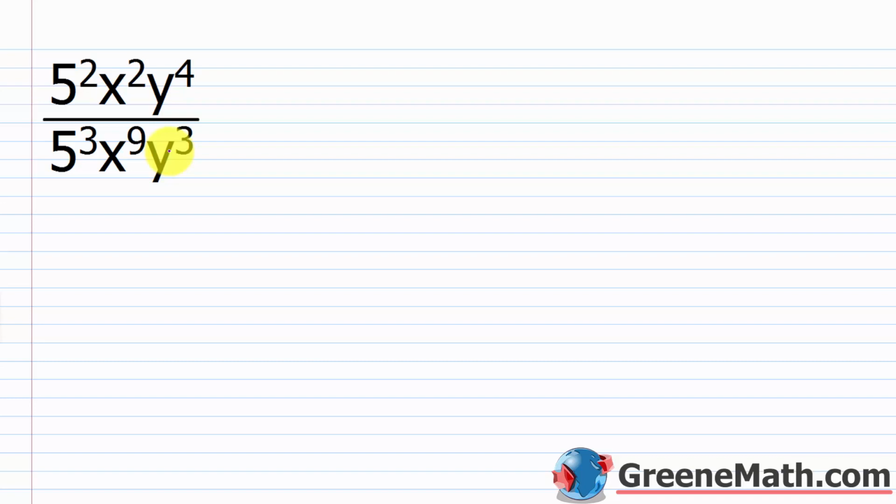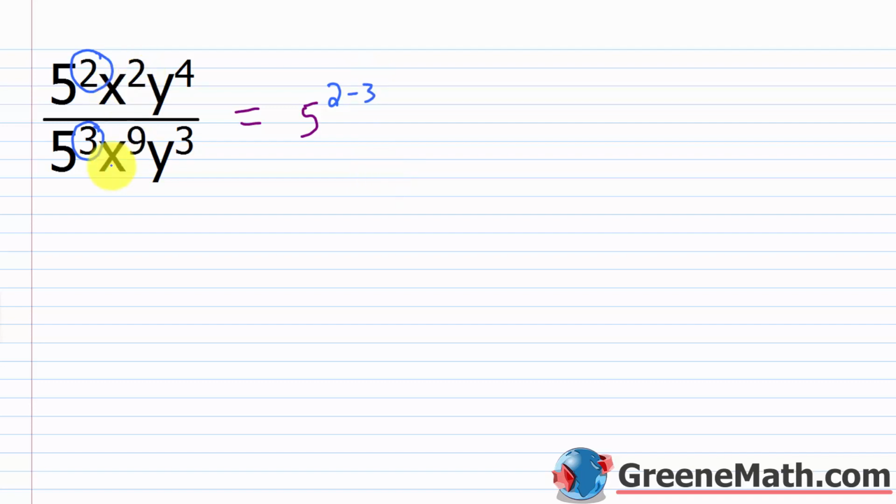If we wanted to simplify this, we would look for like bases. We have 5 squared over 5 cubed. So 5 would stay the same. And then again, I would subtract the exponent in the denominator, so the 3, away from the exponent in the numerator, which is a 2. So I would have 5 raised to the power of 2 minus 3. And we know that's negative 1, but let's replace that in a minute. Let's just keep going for now.